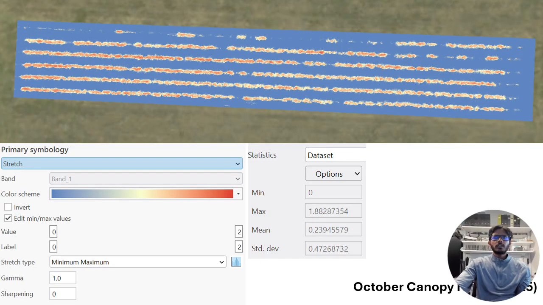This is the October data. Most vineyard rows are dominated by orange and red tones, showing that the canopy is well developed and continuous. The presence of blue areas mainly corresponds to gaps between rows or areas with minimal vegetation, while slight variations within rows indicate differences in vine growth across the field.